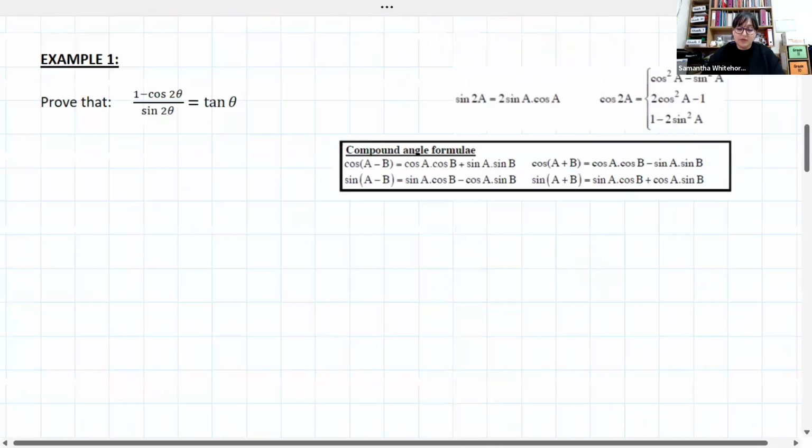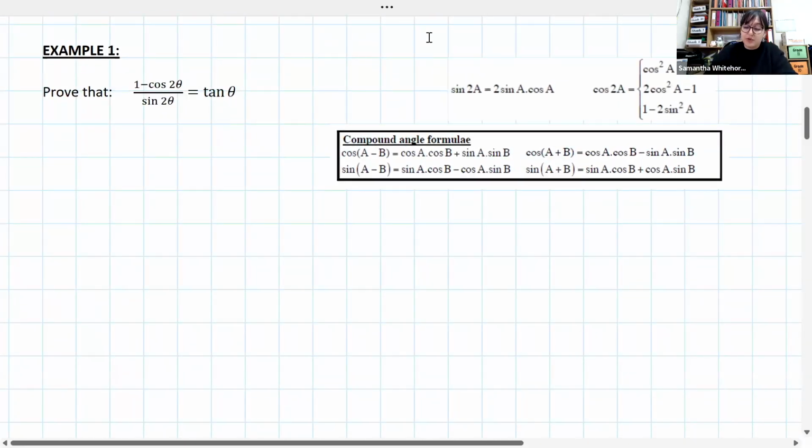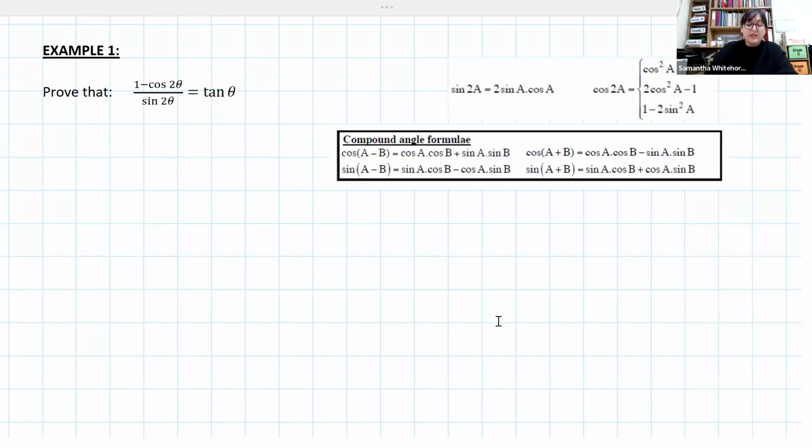So if we have a look at our first example, all I've done here is put the double and compound angle formulae here for us, because obviously we need to now start applying this stuff to our identities, to our equations, all of that. And because not necessarily everyone has a formula sheet in front of them during our lessons, I just thought I'd put it up, so we're going to use it.